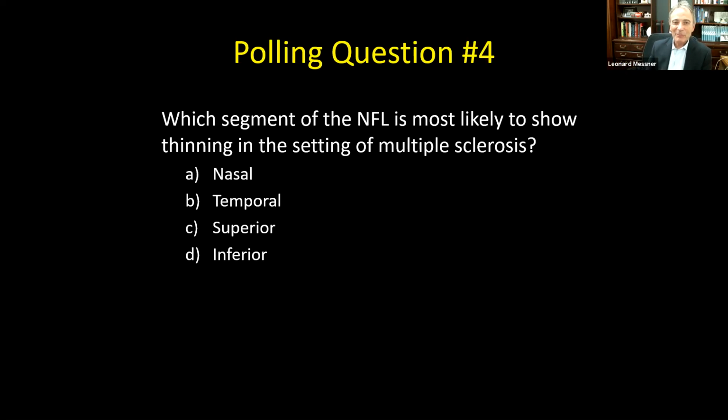Nearly everybody jumped on the correct answer, that temporal thinning that is commonly found in the setting of multiple sclerosis.